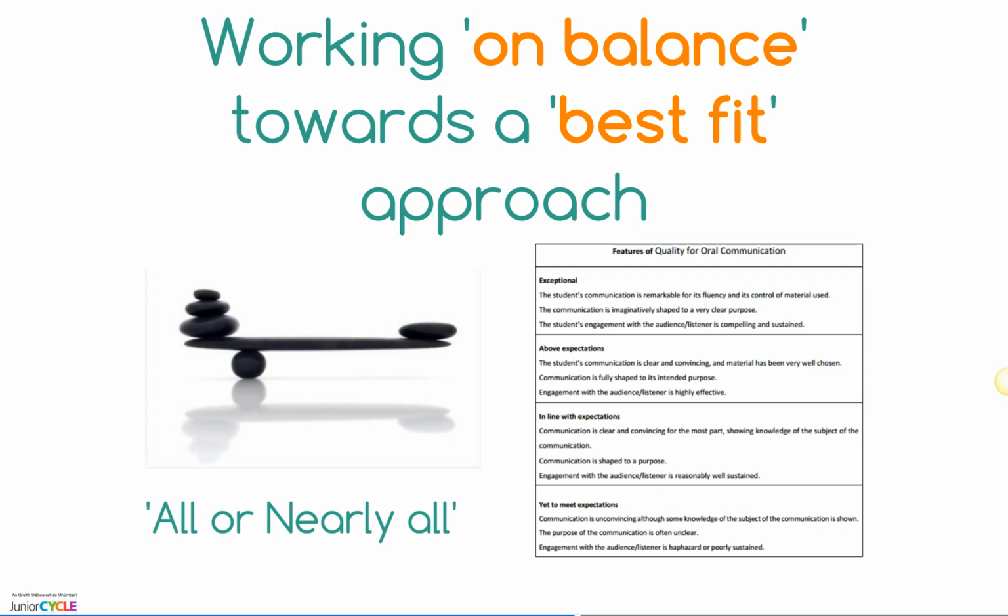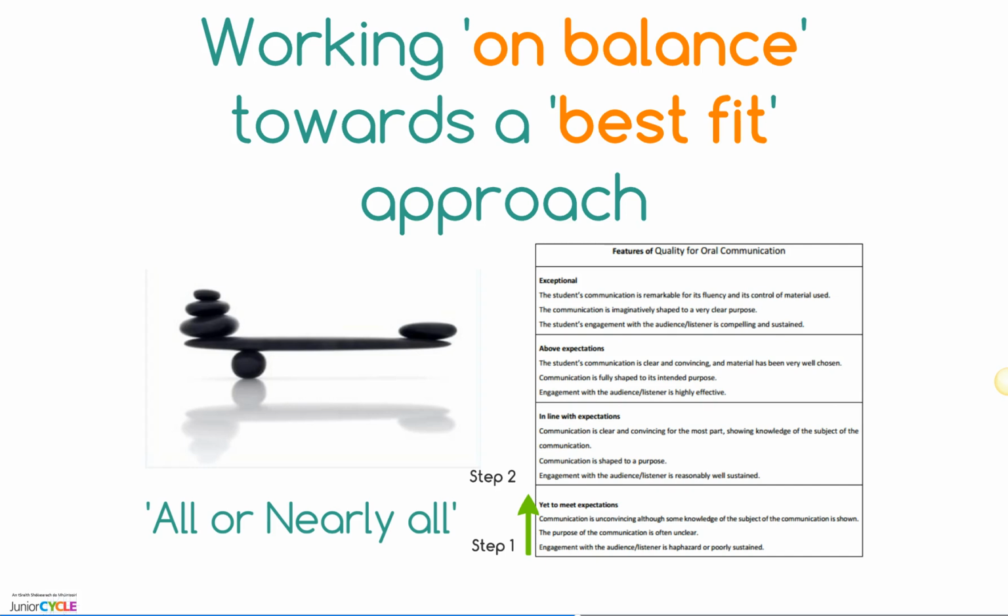When applying the features of quality to a student's work, we adopt a two-step approach. The teacher first considers whether or not the work reaches the basic threshold of in line with expectations, and we do this by considering the features of quality for yet to meet expectations. Having established that the piece has exceeded that threshold, the teacher then moves up through the features of quality and adopts a best fit, on balance approach.